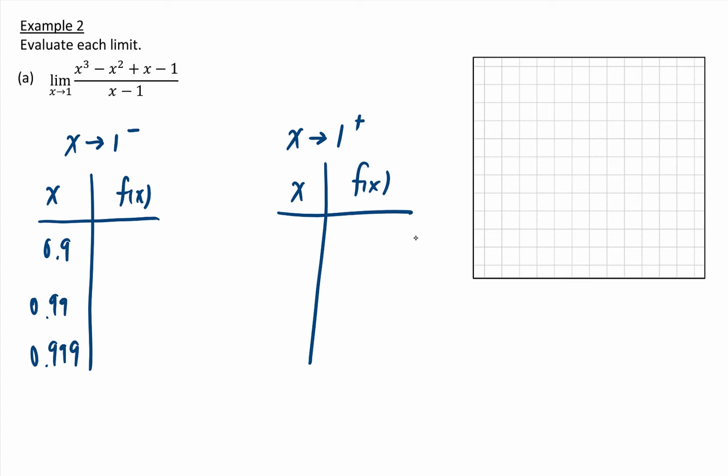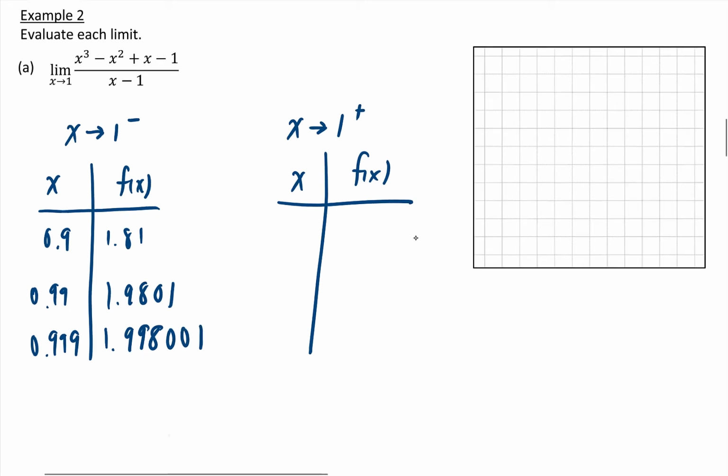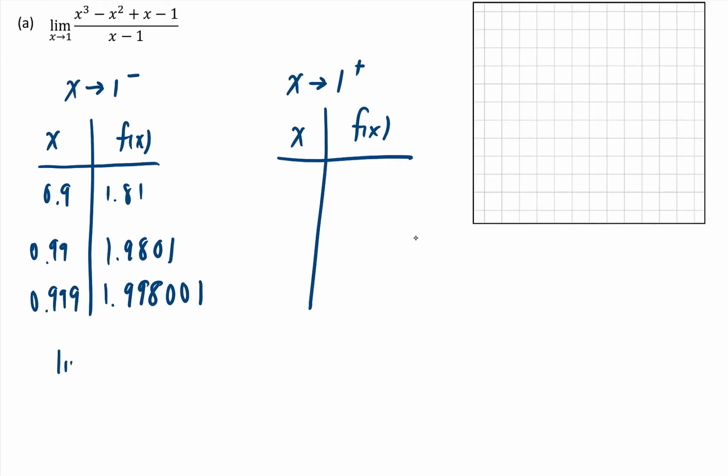So if we sub these numbers into our calculator, you should get the following results. 1.81, 1.9801, and 1.998001. So notice the limit as x approaches 1 from the left for this function is approaching a height of 2.